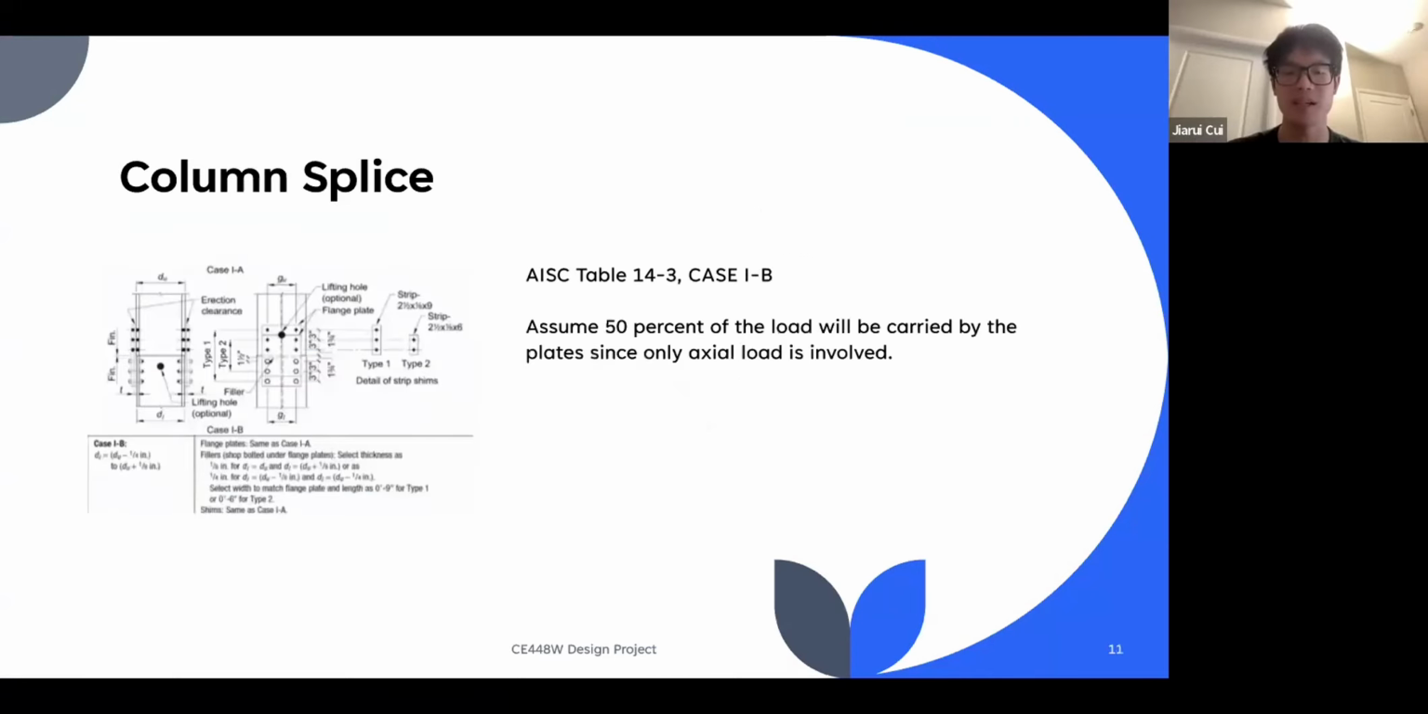The column splice will be designed based on AISC Table 14-3 to ensure safety and stability during interaction with the column. We only assume 50% of the load will be carried by the plate since only axial load is involved.